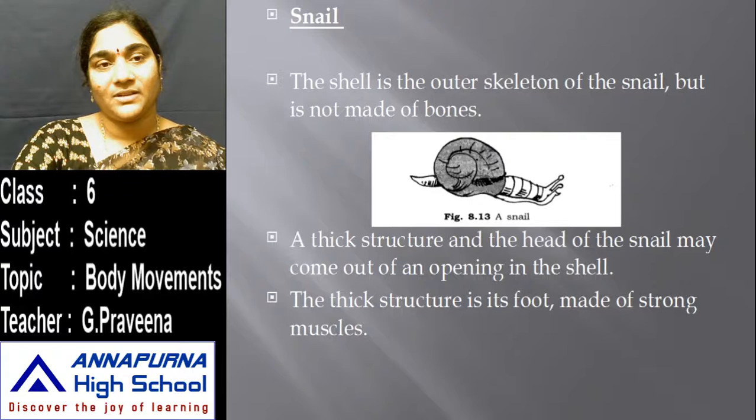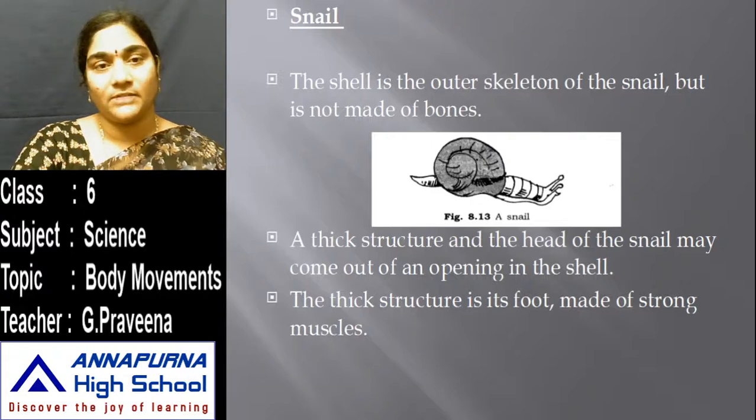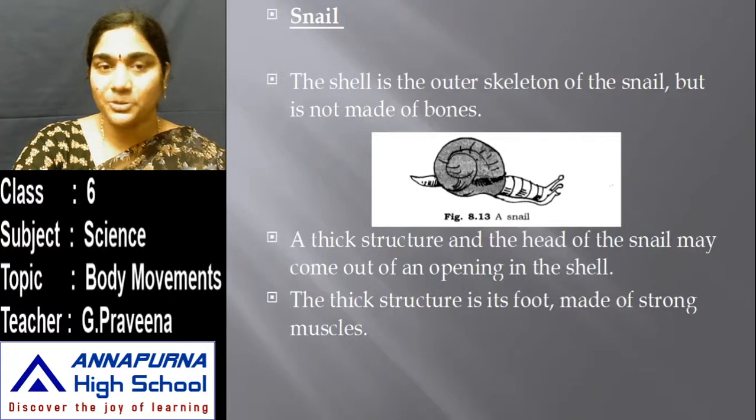So here is another organism, the snail. When you see the snail, you can see some hard structure which we call the outer skeleton. When we touch it, it withdraws its body into the shell so that it gets protected. So the shell is the outer skeleton of the snail, but it is not made of bones. The thick structure of the head of the snail comes out of an opening in the shell. And the thick structure which is present at the base is called the foot.